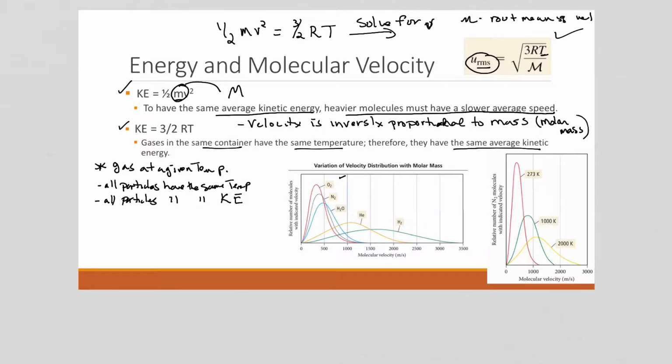So, just to summarize here, if a gas is at a given temperature, all particles are considered to have the same temperature, that means that all particles will have the same average kinetic energy, but they don't have the same velocity. That will vary with mass.